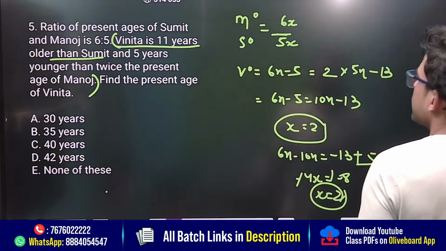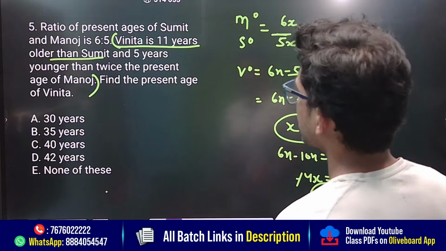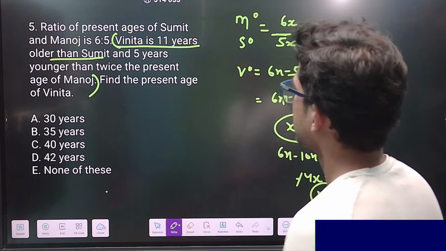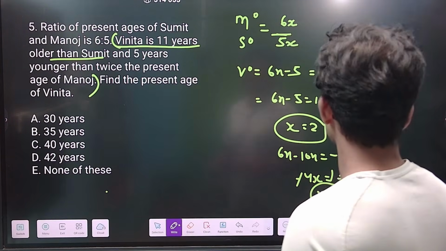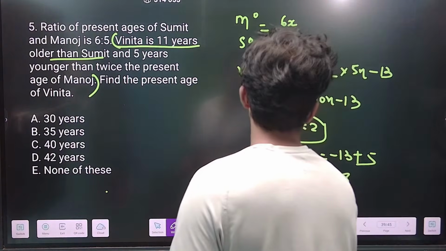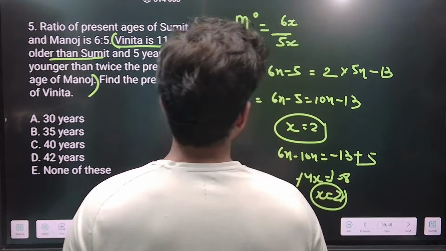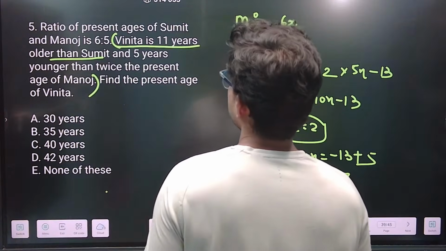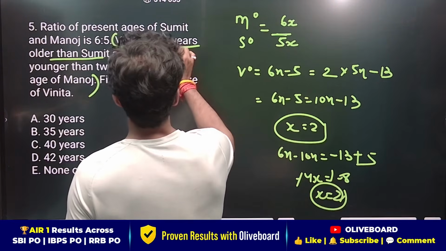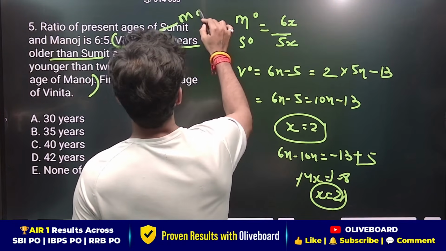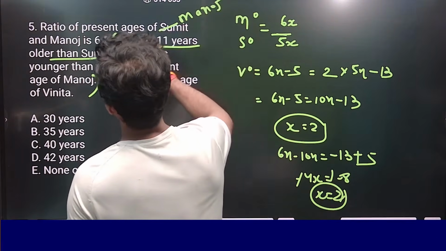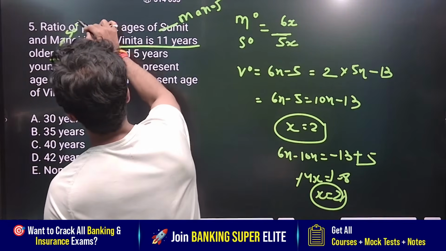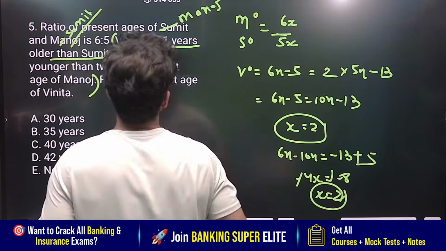The ratio is not good. Everything is fine in the question, but something is wrong. Ankit, is something wrong or is it fine? Let's do it the way you are saying. Let's write Manoj and Sumit. Will it make any difference? Let's change the question.